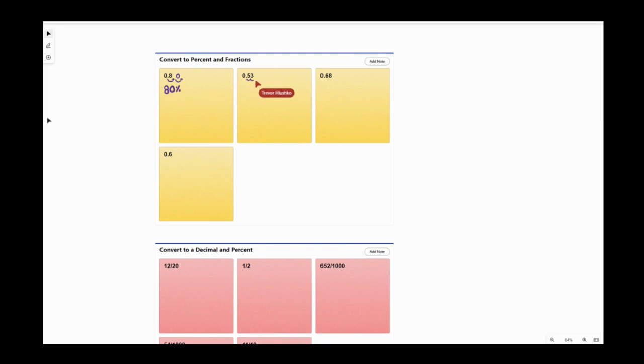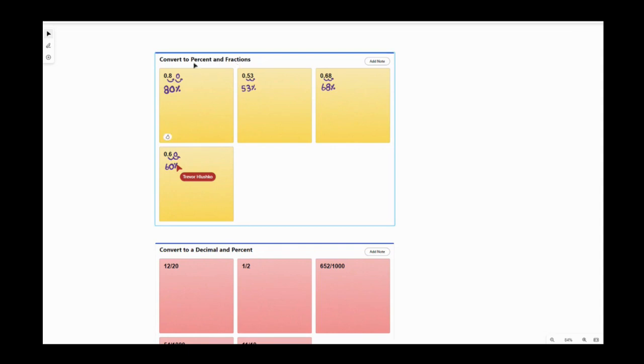0.53, I move the decimal over 2 spots to the right. My percent then is 53%. 2 spots to the right, 68%. 2 spots to the right. I need to add in a placeholder, 60%. I think that that's pretty straightforward. I think that those are easy and nice to work with.